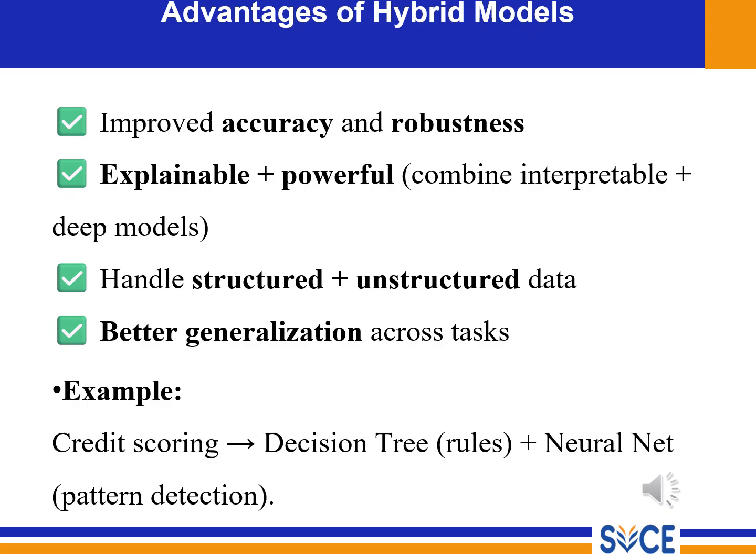The fourth one is handling different data types, which means structured data like tables and unstructured data like images or text, right? So, a real-world example: the credit scoring system. The decision tree generates the rules, which means it's explainable. The neural network detects the complex patterns. It combines the results: an accurate credit approval and a transparent explanation to the customer.